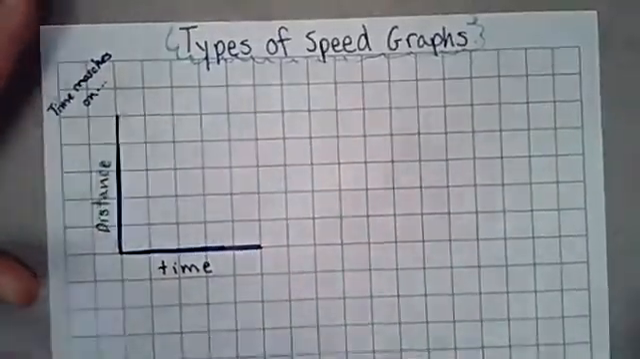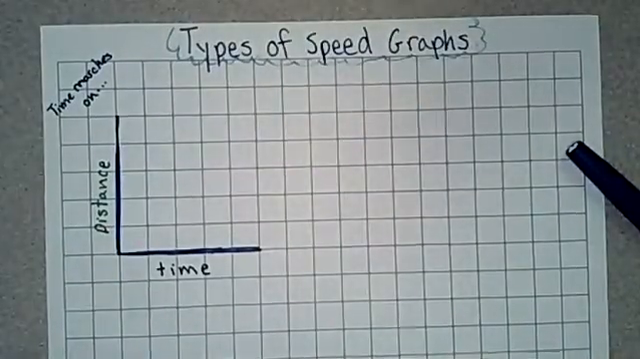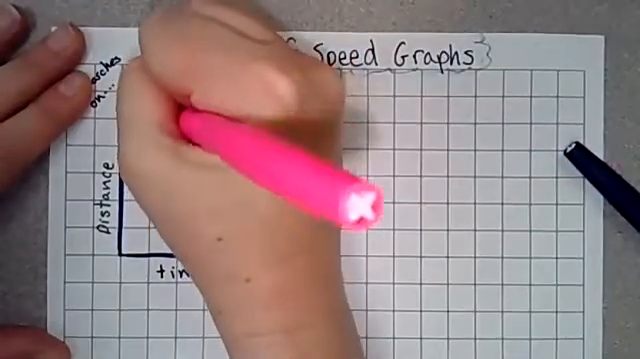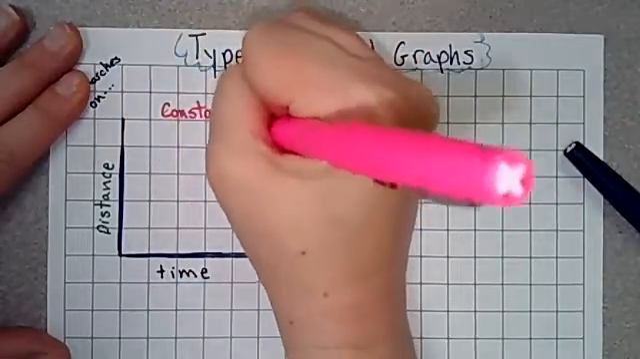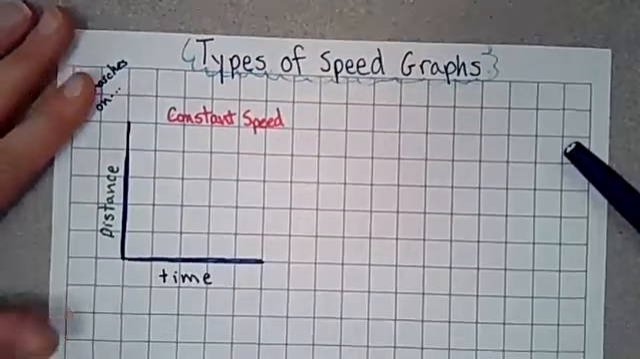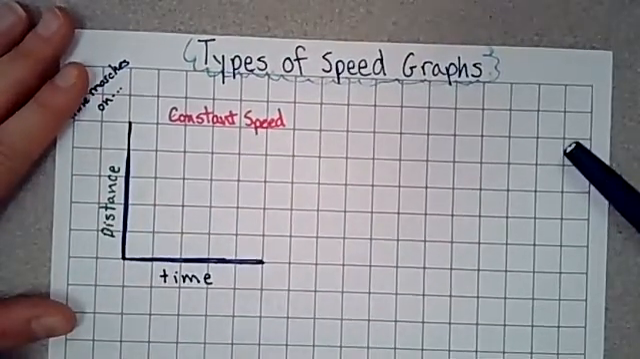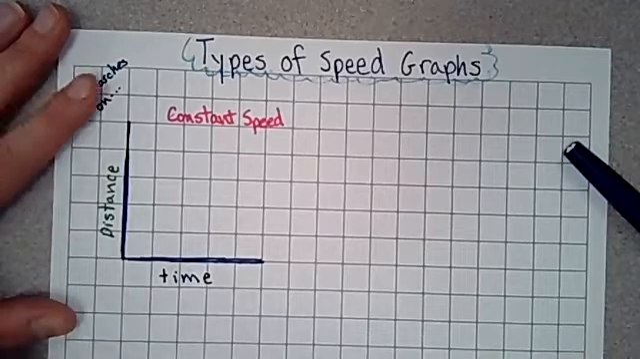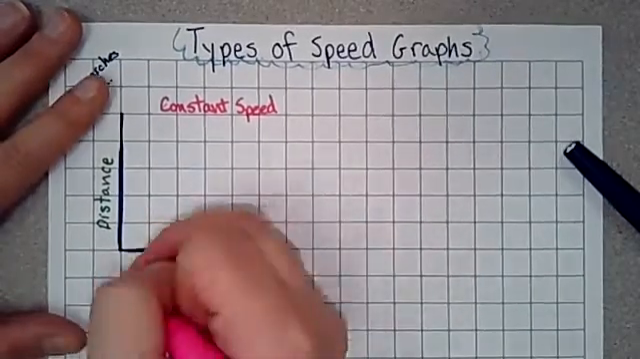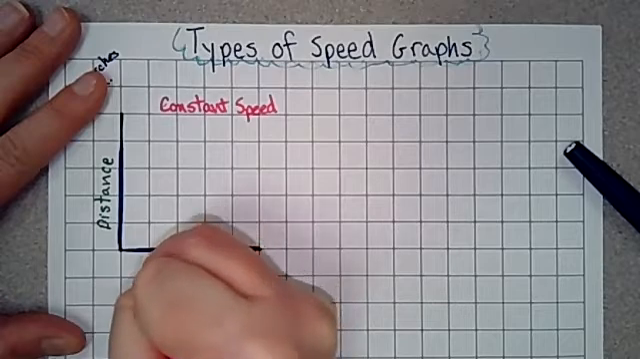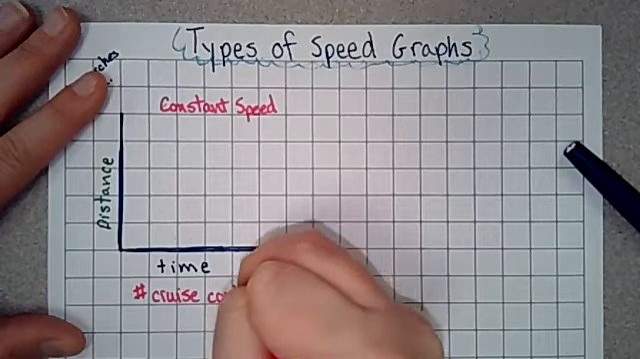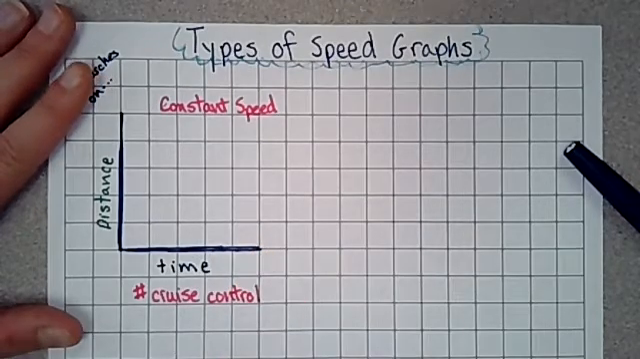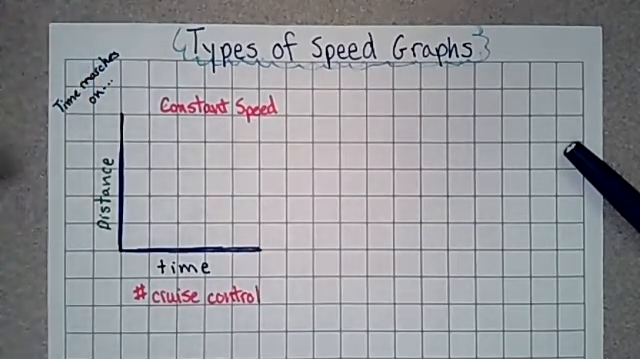What I want to show you first is what a graph will look like if it is moving at a constant speed. Constant means it's not changing. So if you drive to Raleigh at a constant speed, you might be going 55 miles an hour, and your mom might set the cruise control. Down here, you're going to write hashtag cruise control. What that means is your mom has a button on the dashboard that she can press that makes it so the car is traveling at 55 miles an hour. She can take her foot off the pedal. It just goes. Constant speed.